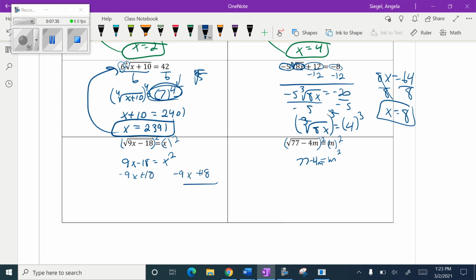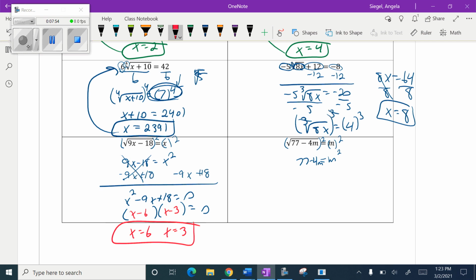I like that. So this becomes a 0. So I have x squared minus 9x plus 18 equals 0. And then I'm just going to factor it. So let's see, x minus 6, x minus 3. So x equals 6, x equals 3.